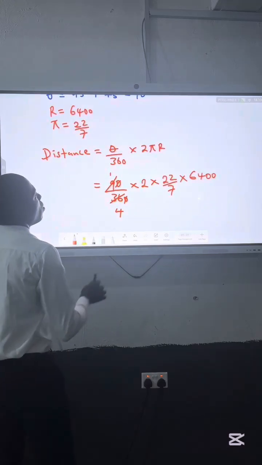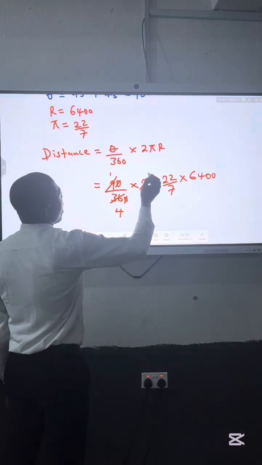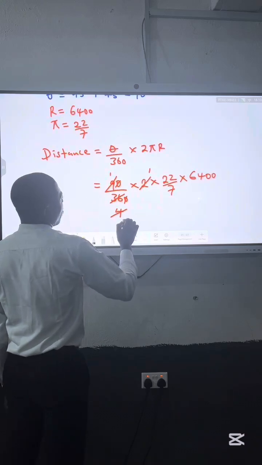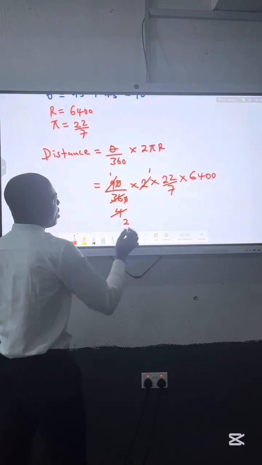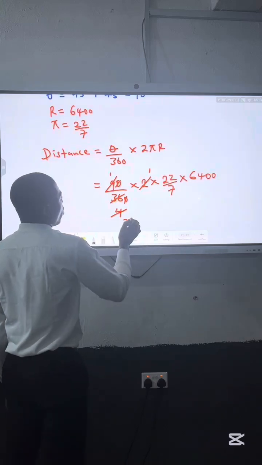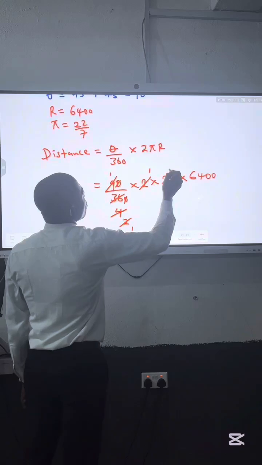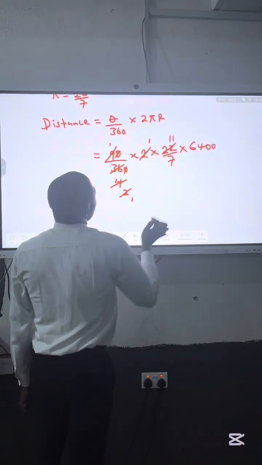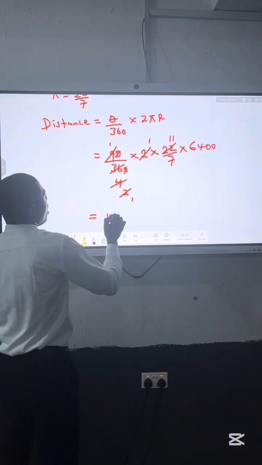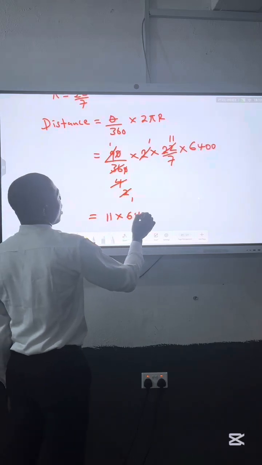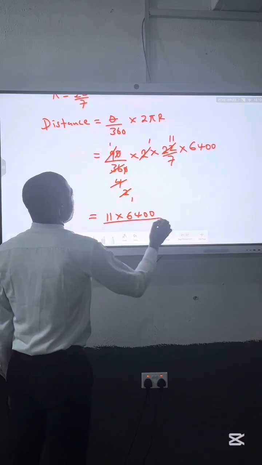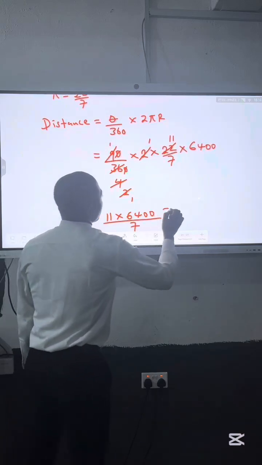Now 2 and 4 are connected, so 2 into 2 gives 1, and 2 into 4 gives 2. Another thing is that 2 and 22 are connected. So 2 into 2 is 1, and how many 2s in 22? 11. So what remains will now be 11 multiplied by 6,400, then divided by 7.